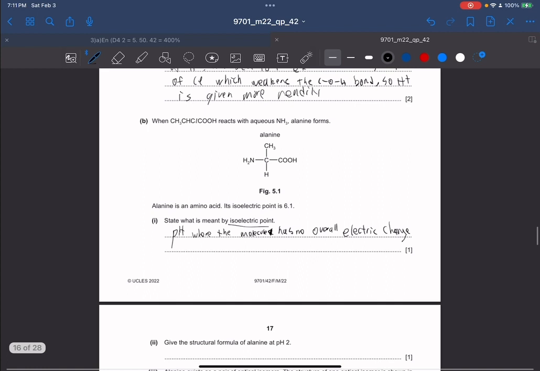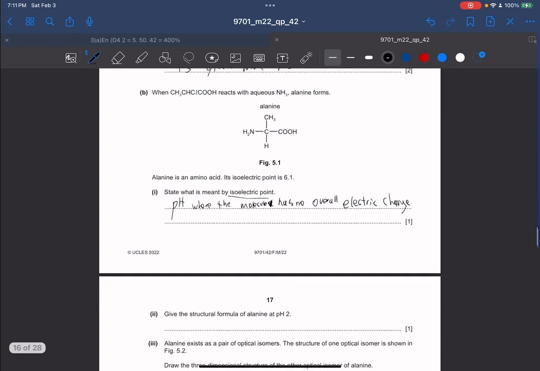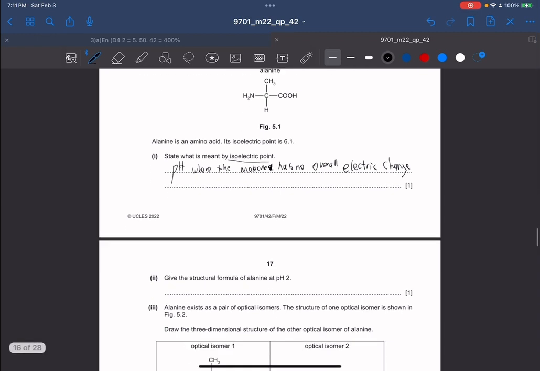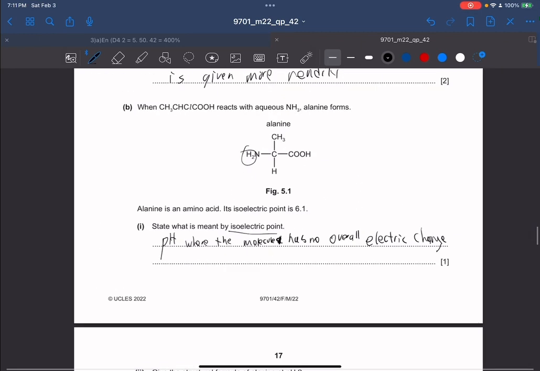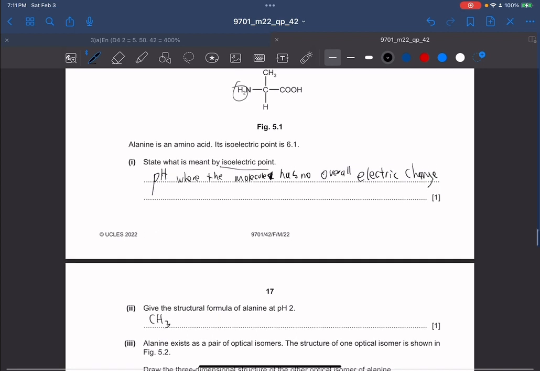Give the structural formula of alanine at pH 2. If it's at pH 2, it means it has very acidic properties. So that probably suggests that it has gained one positive hydrogen here in the NH2. So we're going to write it down: CH3, C, NH3 plus, and COOH.